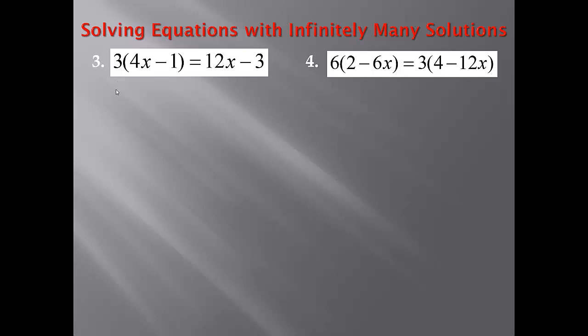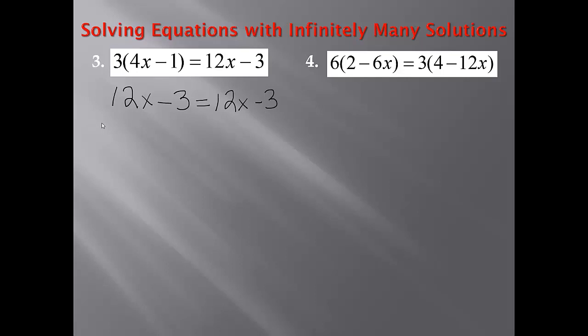So 3 times 4x would be 12x. And then we have our minus, and then 3 times 1 is 3. So we have 12x minus 3 on the left-hand side. And that would be equal to 12x minus 3.